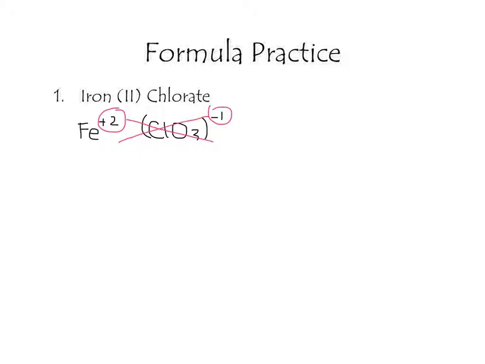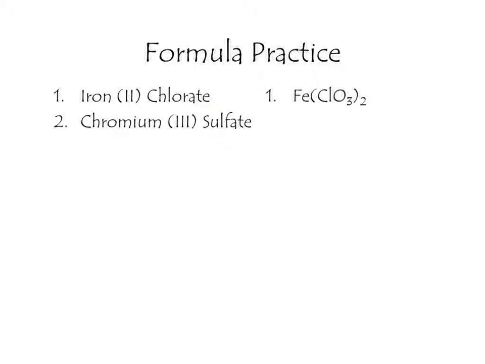Okay, this time instead of writing the +2 right here inside the ClO3, it's outside of the parentheses. So when I write my chemical formula, it should end up looking like Fe(ClO3)2, with ClO3 in parentheses and the 2 outside the parentheses. Here's our second example, chromium 3 sulfate.